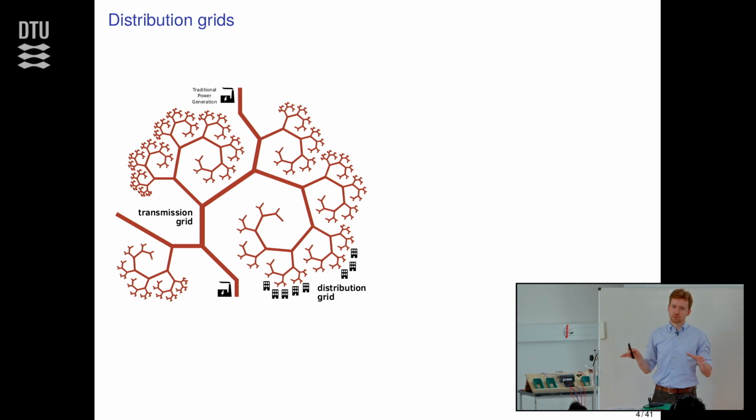It's a radial network, so there are no loops. It's just reaching all the houses with the minimum amount of wires. And it's where all the buildings are connected. This is the big picture.